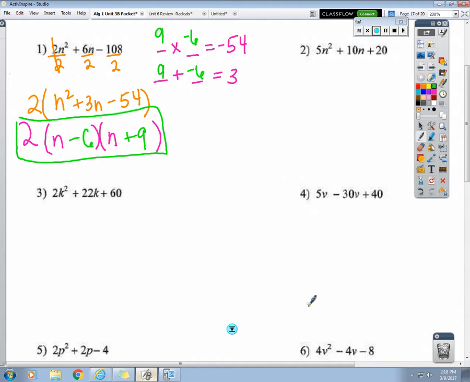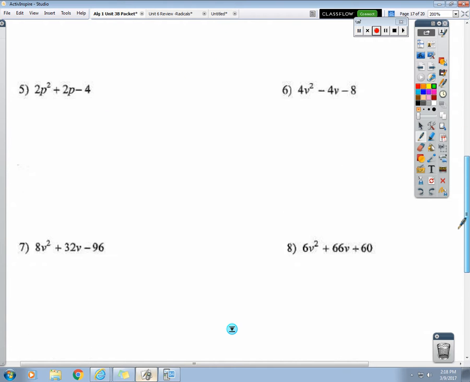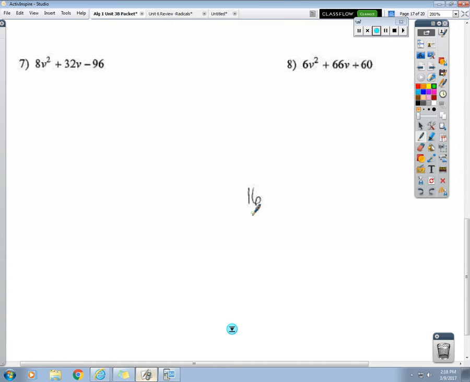Okay, let's try one more of those. Let's do number 7, I guess. What is the leading coefficient for number 7? 8. Is 8 a GCF for this trinomial? Yes, because you can divide all 3 of these by 8 and you are left with whole numbers. That means 8 is a GCF, you factor it out. So look, when you divide this one by 8, those cancel, leaving v squared. Bring down the plus. 32v divided by 8 is 4v. Negative 96 divided by 8 is negative 12.